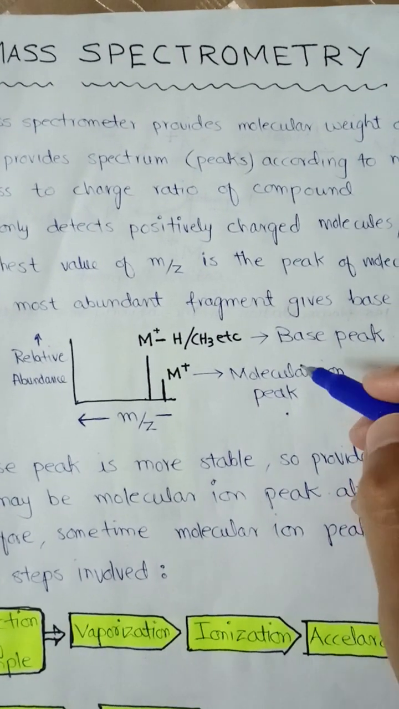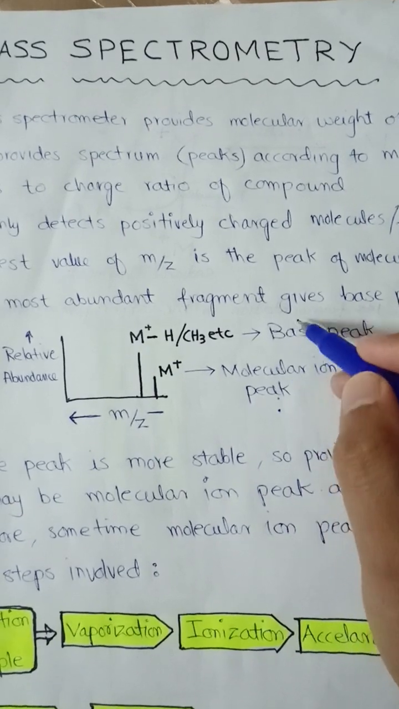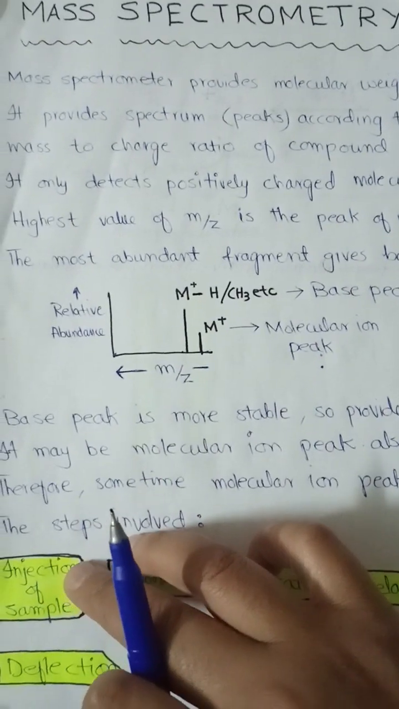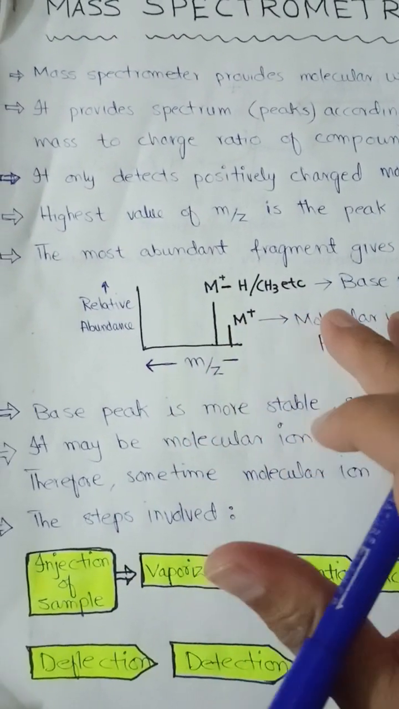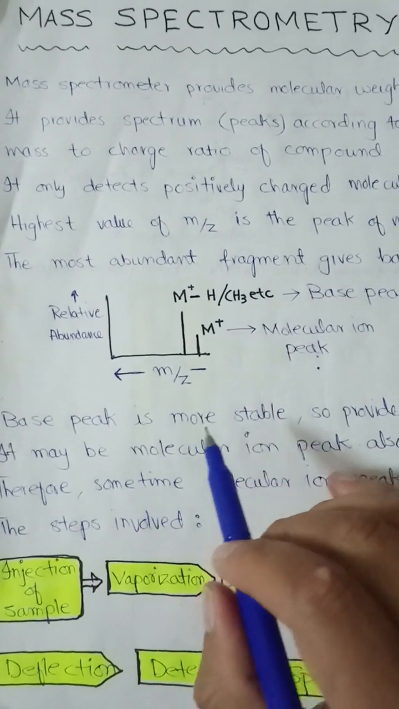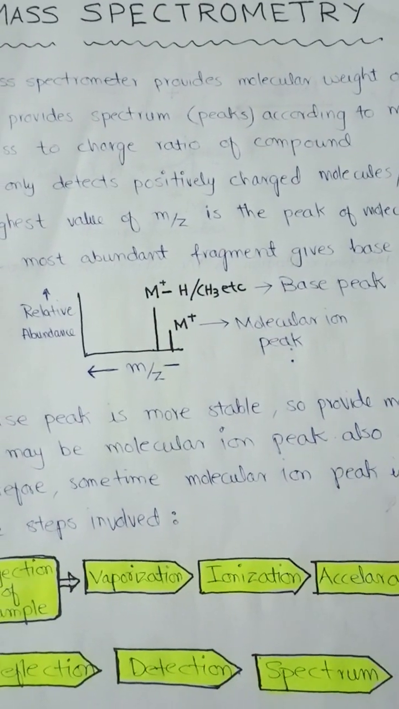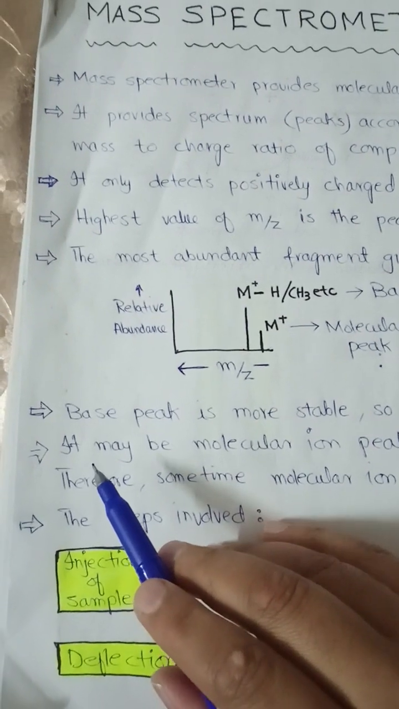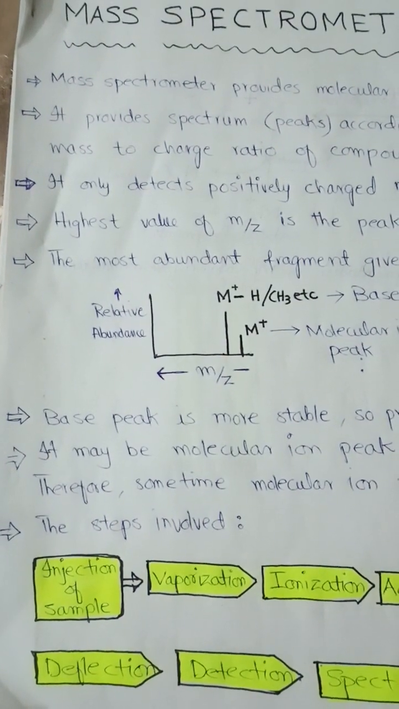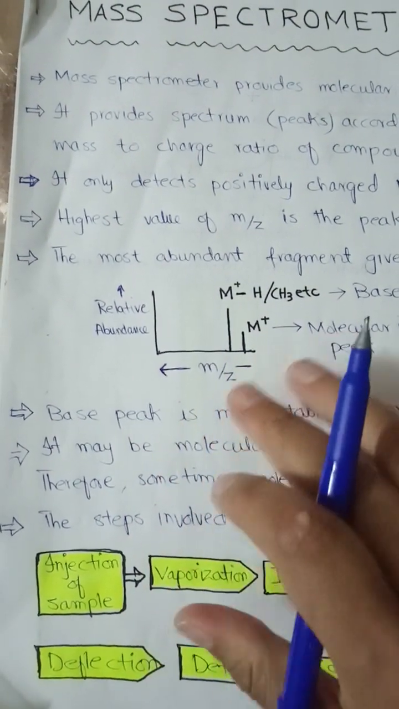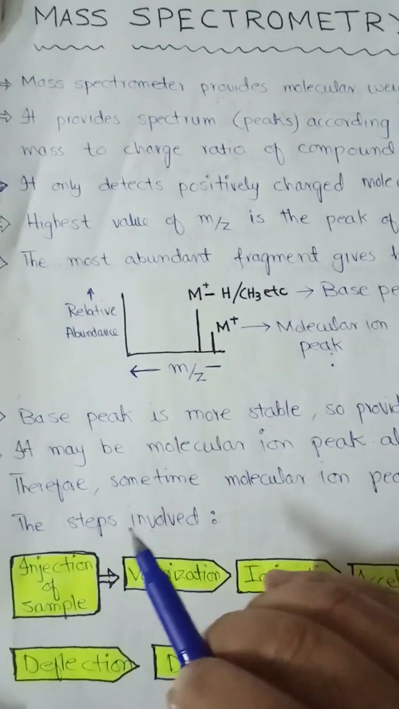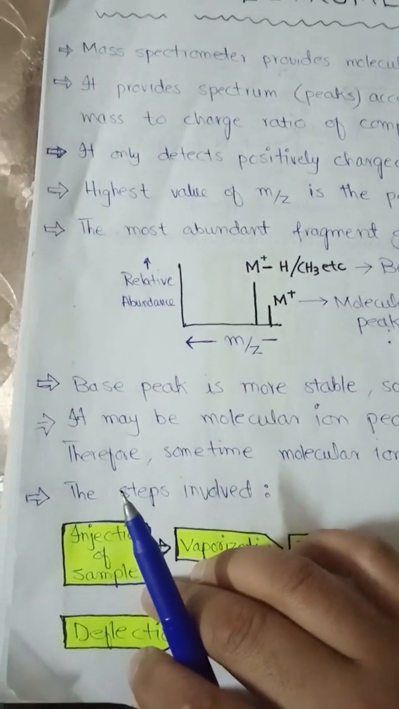Sometimes we call a molecular ion peak a base peak if its intensity is maximum compared to other fragments. So the base peak is more stable and therefore provides more intensity. It may be the molecular ion peak like I have shown you. So therefore sometimes the molecular ion peak is also called the base peak.